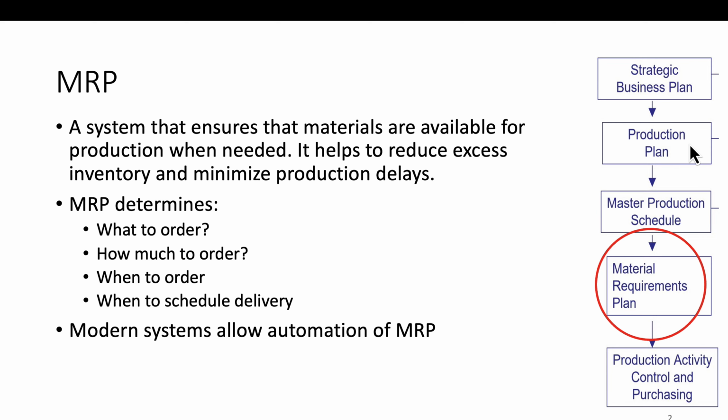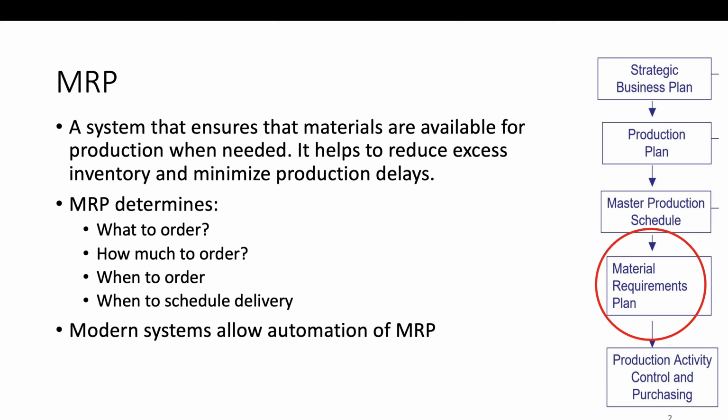Earlier we discussed the production planning process that starts with the strategic business plan from which we derive the production plan. The production plan is at the level of family of products, and then it is transformed into the master production schedule for individual items. Today we'll be discussing the material requirements plan. That's how to streamline those production processes, when to place an order, in what quantity. Modern systems allow automation of MRP. However, it is important to understand underlying theories and important terms and definitions.